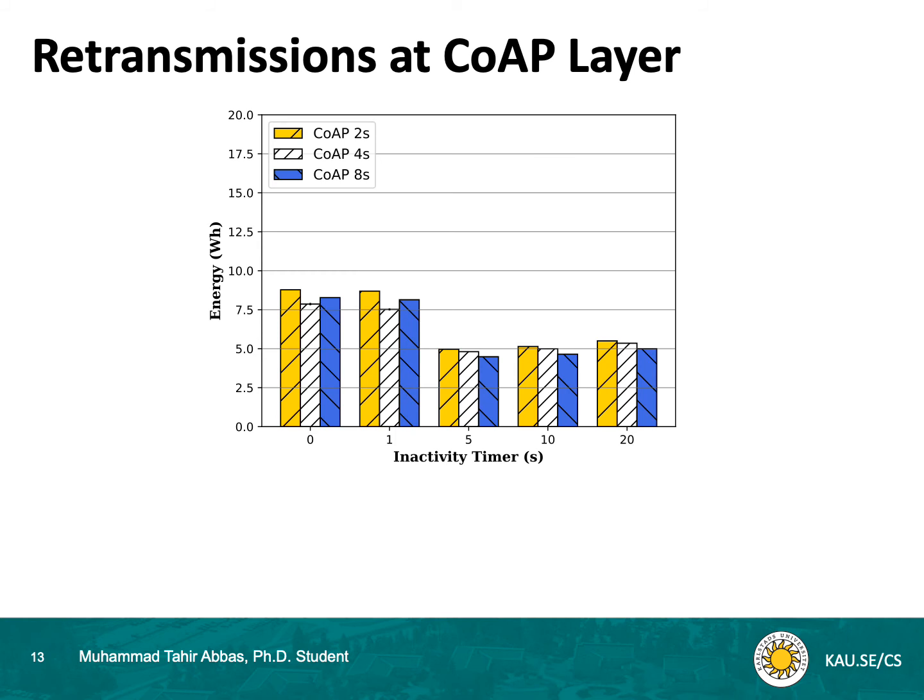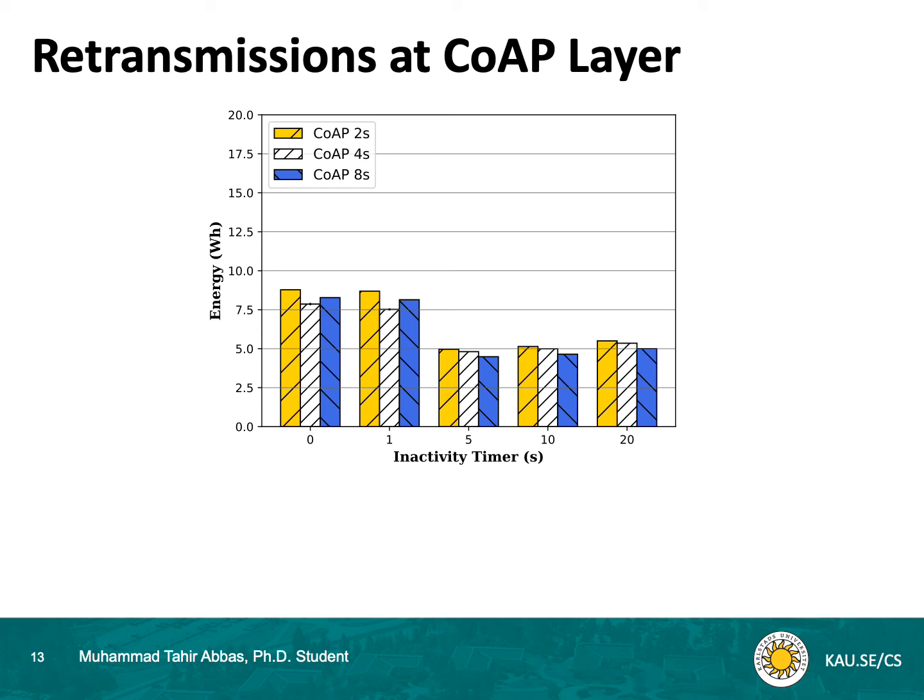Now coming towards this slide, this graph shows the impact of CoAP retransmissions. CoAP performs a retransmission of the same data again if we don't have any acknowledgement back before the CoAP retransmission timer expires. Here we have set the CoAP retransmission timer to different values of 2 seconds, 4 seconds, and 8 seconds. And we have also increased the round trip time to 8 seconds in order to observe the impact of it.